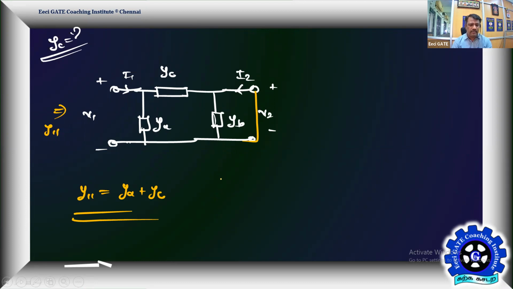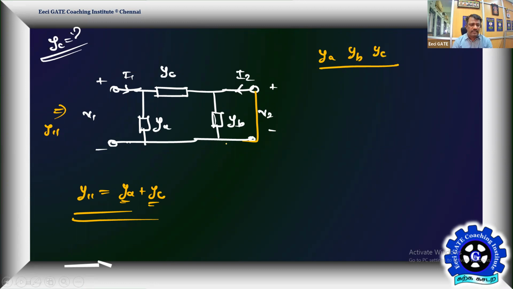Because YA and YC are in parallel, I'm just adding them. So then the goal is to get YC. YA is unknown, YC also unknown. Ultimately, the goal is to find YA, YB, and YC. I planned only for YC. So we'll find one more expression that gives another admittance as a function of only YA and YC.